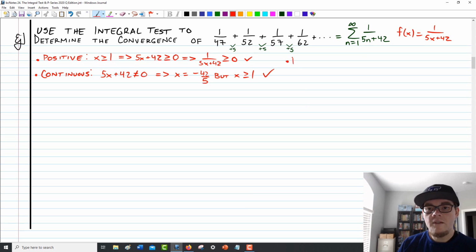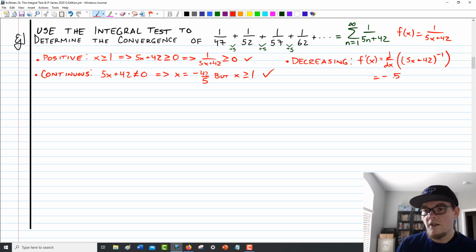Last but not least, we want to talk about decreasing. I'm just going to squeeze it in over here just to make sure that it's all in there. I want to see if this thing's decreasing. In this case, I'm going to use the derivative version. I'm just going to take the derivative and see what happens. So in this case, if I take the derivative of this thing, I'm going to think of this as the expression 5x plus 42 to the negative 1 power. That derivative is going to be negative this thing. Well, actually, I'll just go ahead and skip a couple steps. I think you're probably okay with this.